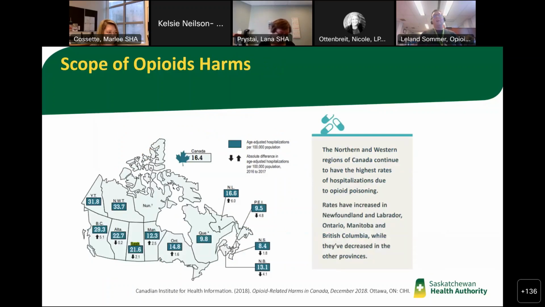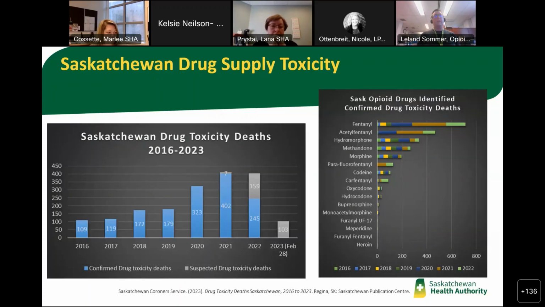Then looking at the harms, we have about 21.6 per 100,000 population admissions to hospital around opioids. So the admitting diagnosis was something related to those opioids. This is a slide with recent data from the end of February. Looking at the graph on the left, from 2016 to 2023, we can see the confirmed drug toxicity deaths related to opioids.